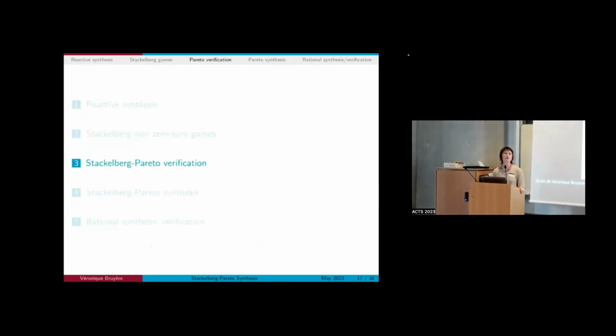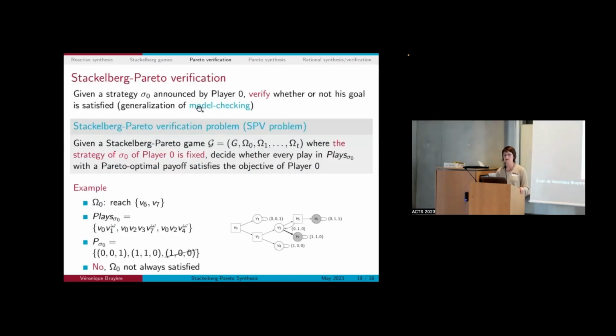And so I will begin with verification in this context, which can be seen as a generalization of model checking. So you are given a Stackelberg-Pareto game, with a given strategy of player 0, and we would like to decide whether every play that is consistent with this strategy sigma 0 with a Pareto optimal payoff always satisfies the objective of player 0. So in my example, the answer is no.